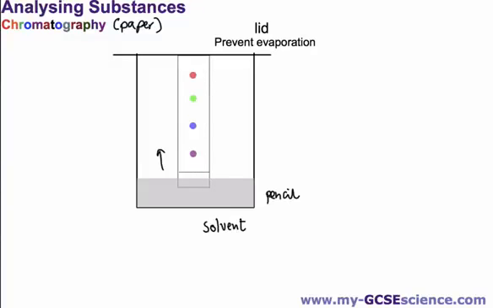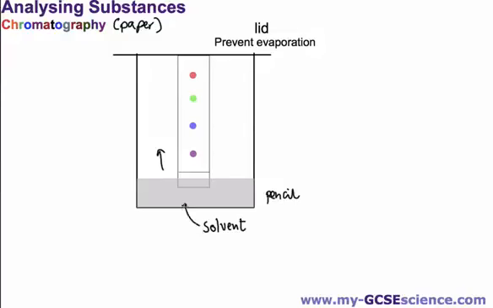and you end up with a pattern that looks a little something like this. Now the reason why these separate out is because some of them dissolve a lot in the solvent, or dissolve very easily in the solvent and move up very quickly. Some of them don't dissolve as well and move up slowly, and because some are moving slowly and some are moving more quickly, they separate out like so.